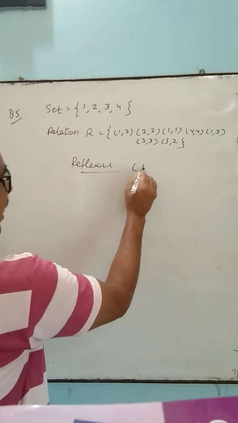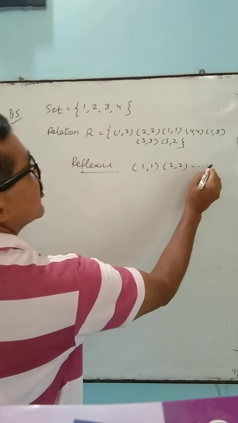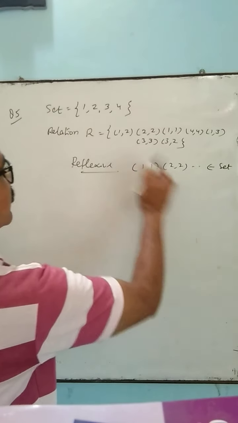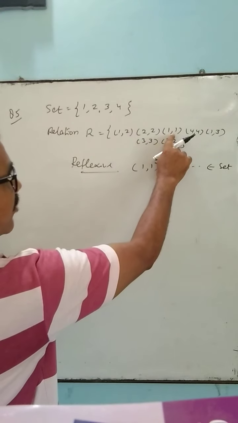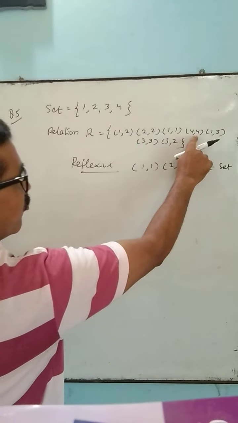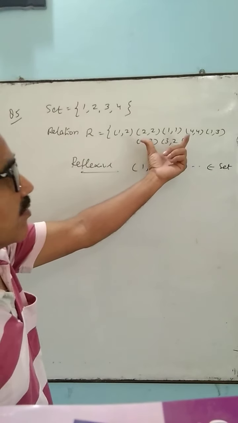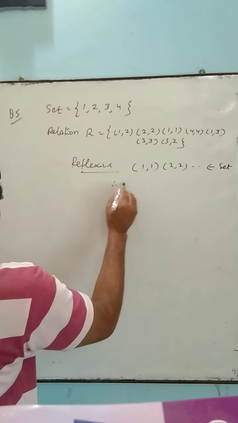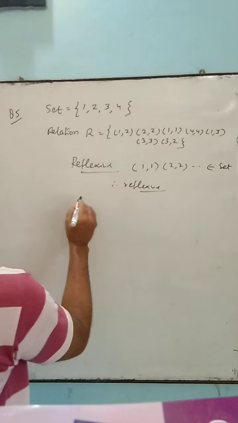for reflexive we must have 1, 1 or 2, 2 and so on, which must belong to the given set. Now you can check these values because these values are in the given set. So you can check: 1, 1 is there, 2, 2 is there, 4, 4 is there, 3, 3 is there. So all the same values are mentioned. So this particular relation is reflexive. Therefore, it's reflexive. Clear? Now you can come to symmetry.